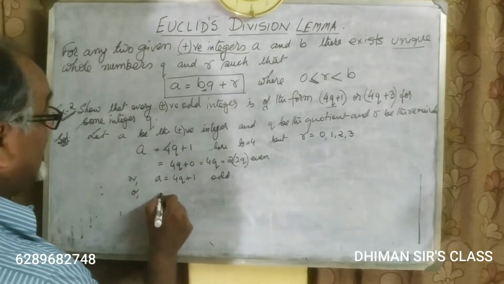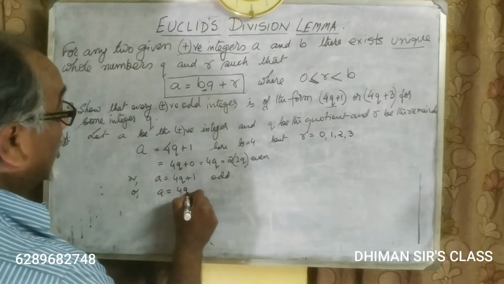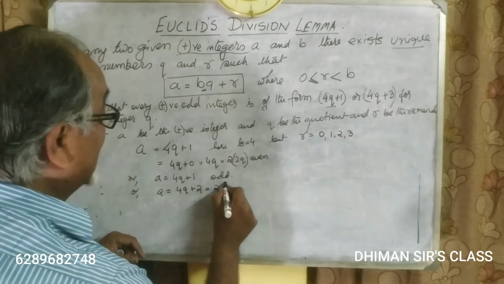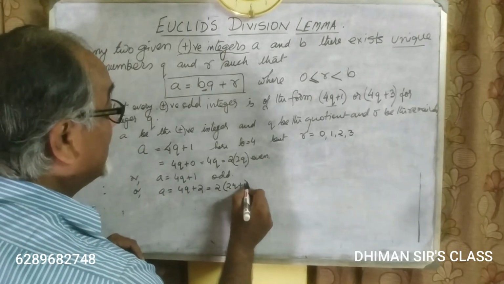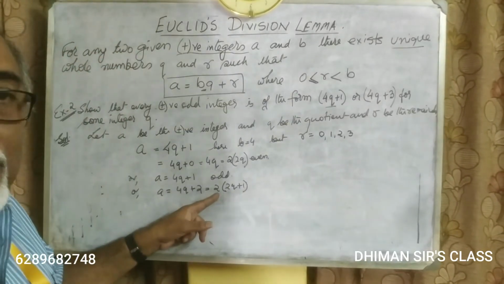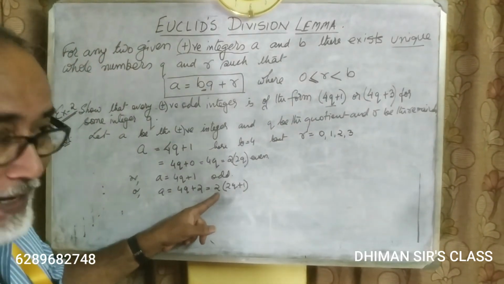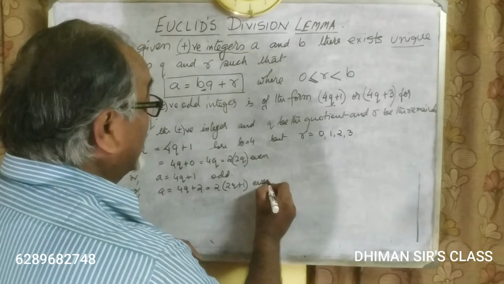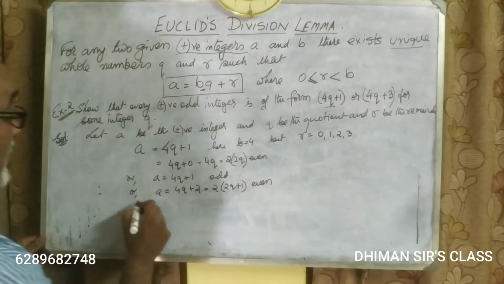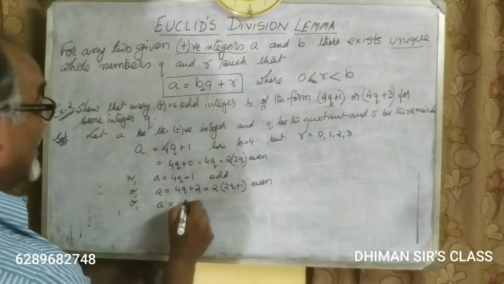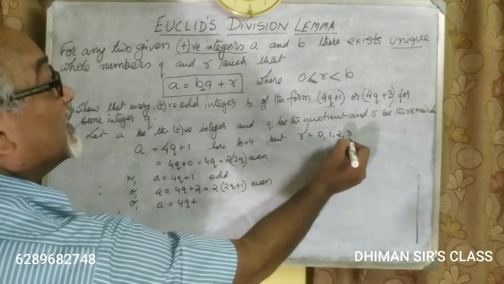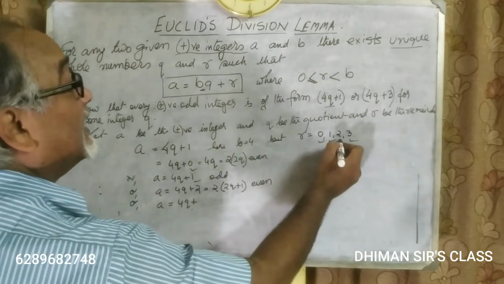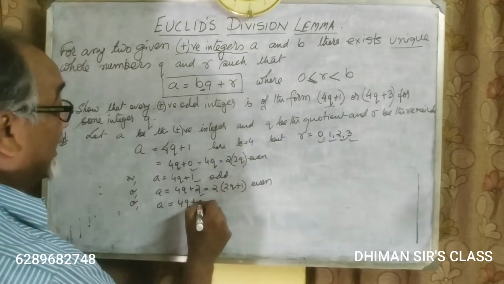Again, or A is equal to 4Q plus 2. So here we can see 2 can be taken as common: 2 into (2Q plus 1). So children, it is divisible by 2 because 2 has been taken common. It is a multiple of 2, means it is divisible by 2. It is therefore even. Now, or A is equal to 4Q plus 0 we have taken here, 1 we have taken here, 2 also we have taken here, now 3.